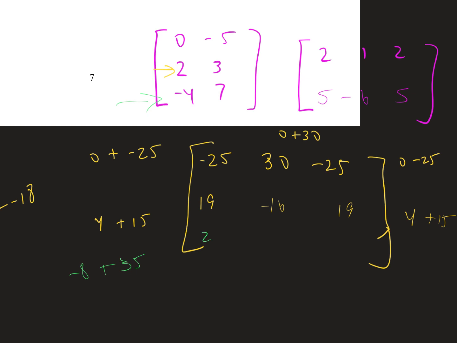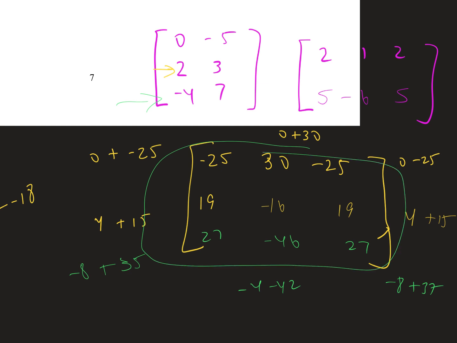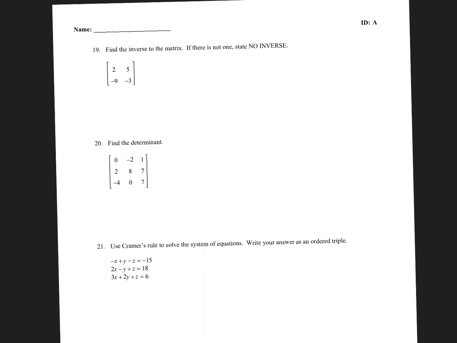Okay, so negative 4 and 1 is negative 4, 7 and negative 6 is negative 42, so it gives you negative 46. Negative 4 and 2 is negative 8, 7 and 5 is 35, so we get 27. And then this is your answer. But remember, you cannot multiply unless the dimensions on the inside are the same. All right, let's talk about inverse.